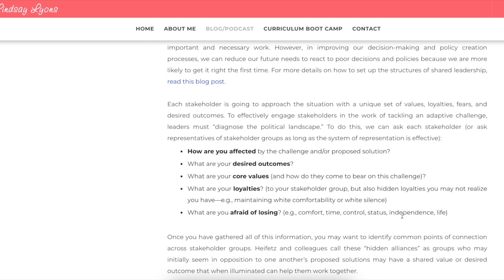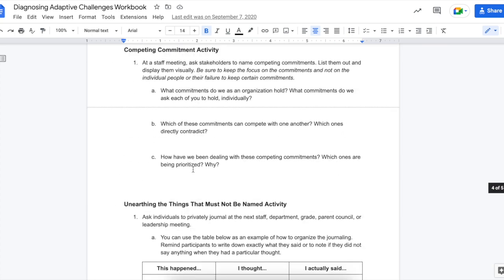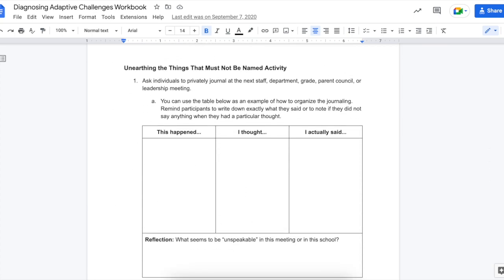So first we need to know, how are you being affected? And this might not even be how you see them being affected, but how are you perceiving yourself to be affected? What are your desired outcomes? So let's be clear here, because sometimes we just don't say things, right? Unearthing the things that must not be named, right? That's going back to this one, right? That is one of the ways that we identify something is not being said here.